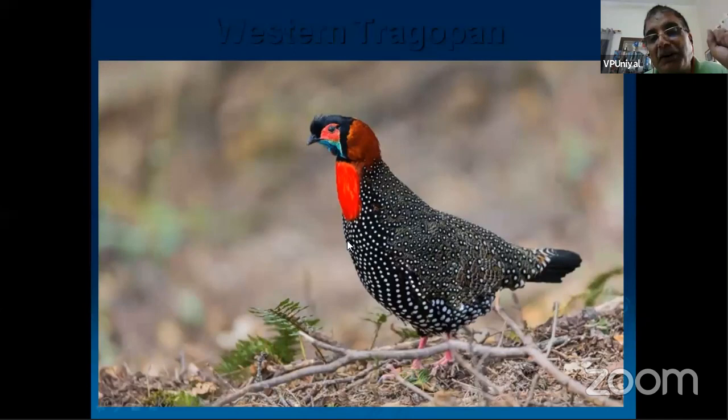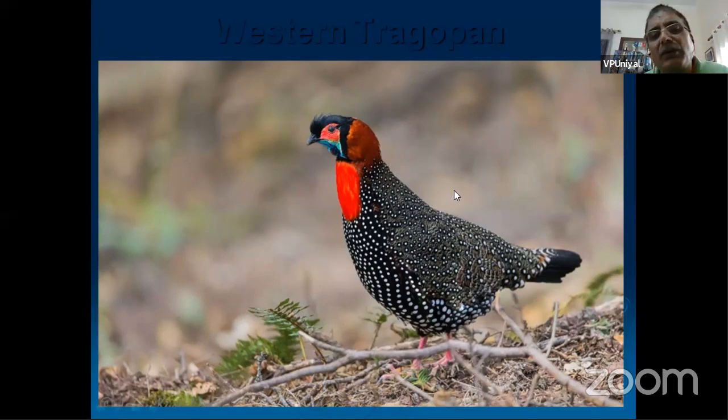This is the most beautiful among the whole bird community. The Western Tragopan exists in Great Himalayan National Park of Himachal Pradesh, and the park has been created for the conservation of this beautiful bird. Currently, the bird exists only in Pakistan in Neelum Valley, and there is a breeding center in Himachal Pradesh at Bushehr, Rampur Bushehr of Shimla district. They have more than 50 individuals breeding there, and the plan is that after breeding, they will be released in nature.